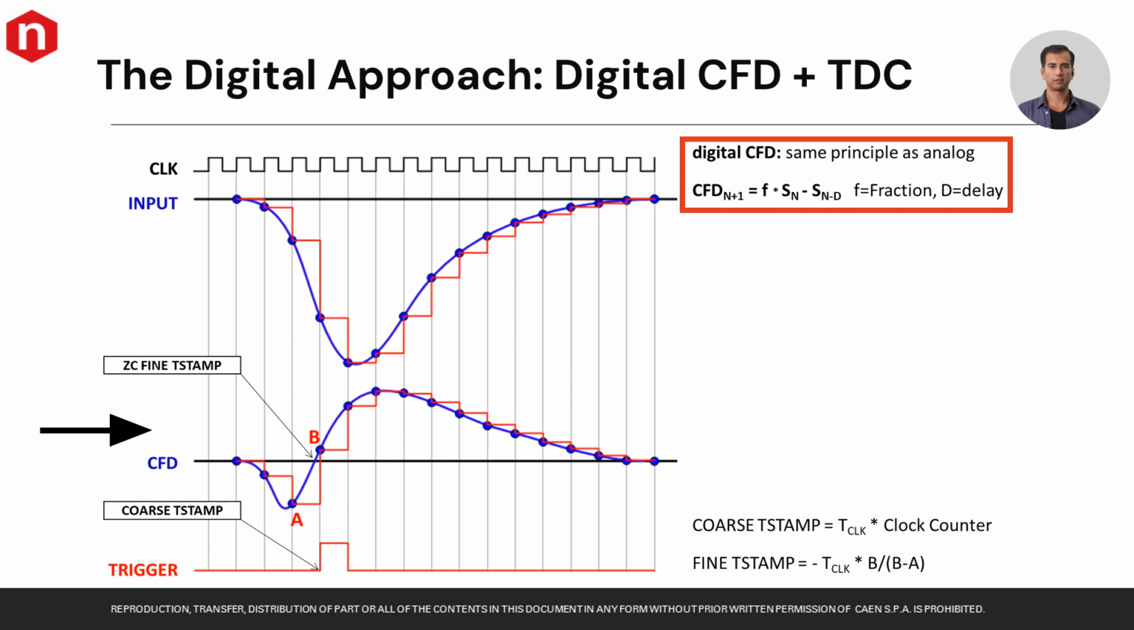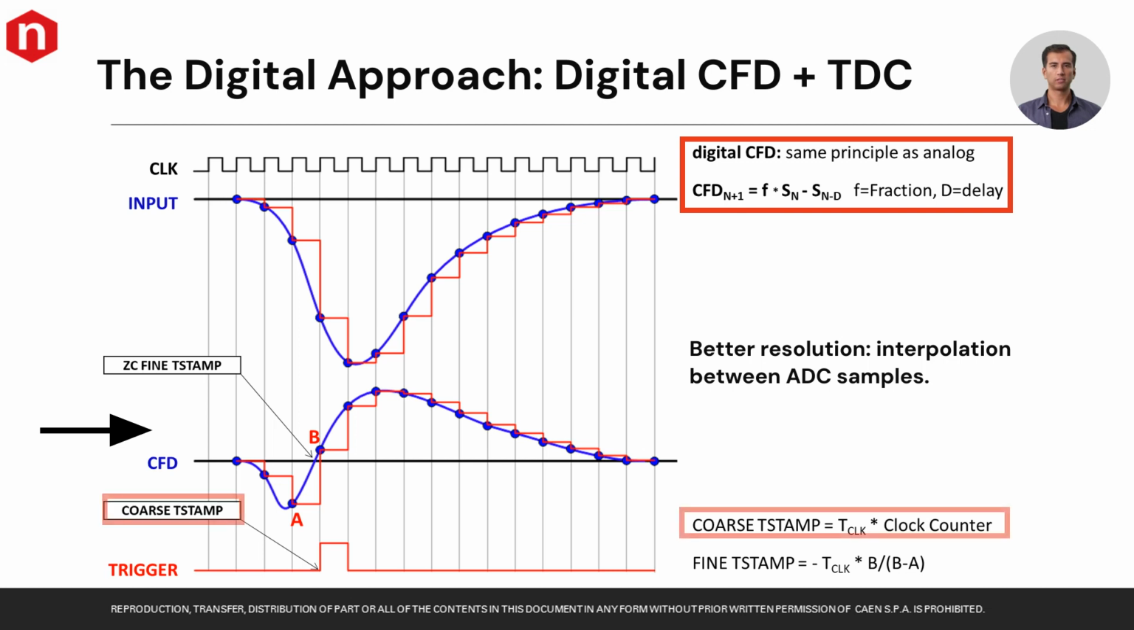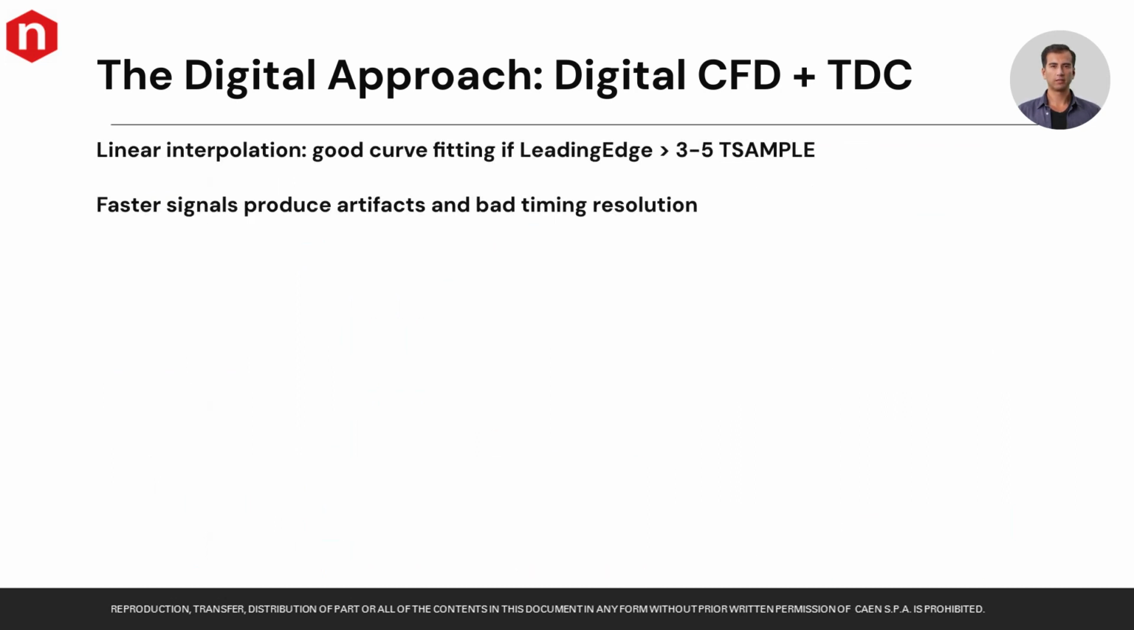In the digital version, the delay is achieved using memory cells, and attenuation is a simple multiplication by a programmable parameter. To enhance resolution, interpolation between ADC samples is used to pinpoint the zero crossing position with much higher precision than that given by the sampling period. This gives rise to a coarse time, determined by the sampling clock, and a fine time that indicates the exact position within the clock period. Naturally, the ADC's sampling frequency should be appropriate for the speed of the signal being read.